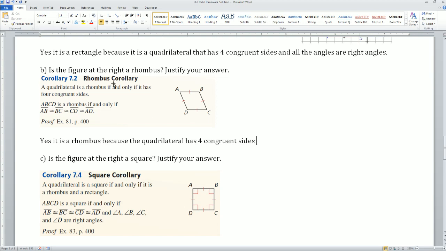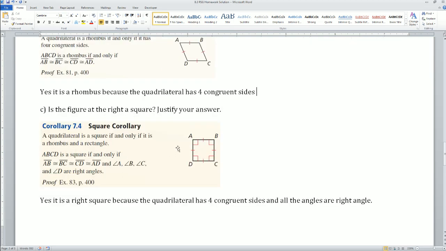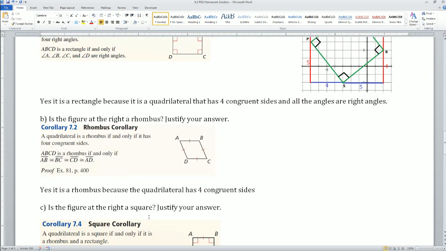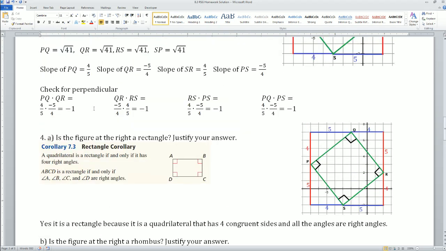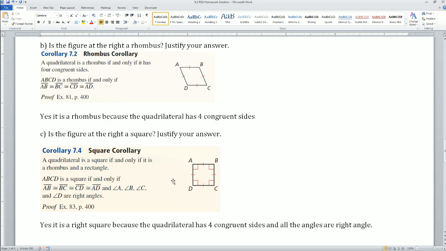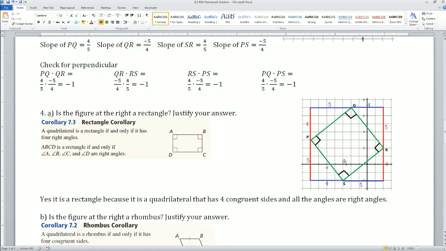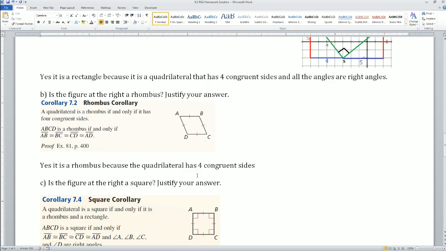We notice that it is a rhombus here. We just have to make sure that the angles here are 90 degrees. We showed that it is 90 degrees by doing the perpendicular check. M1 times M2 equals negative 1 is the check. I saw that it all makes negative 1. Therefore, all these corners are 90 degrees.